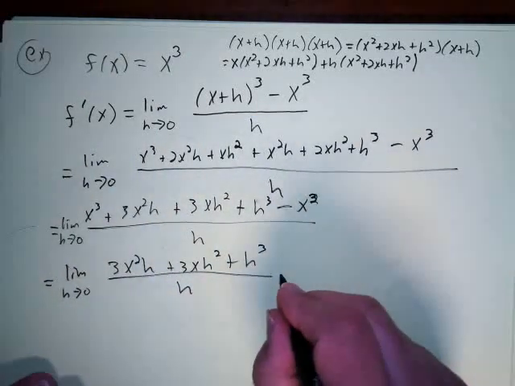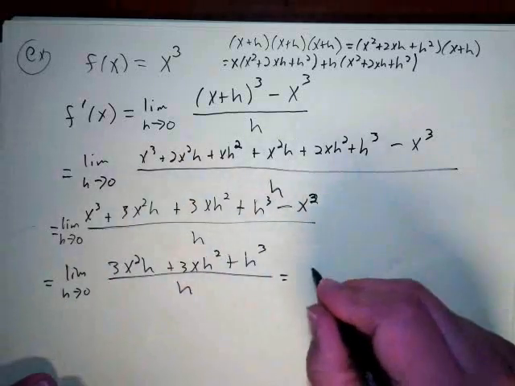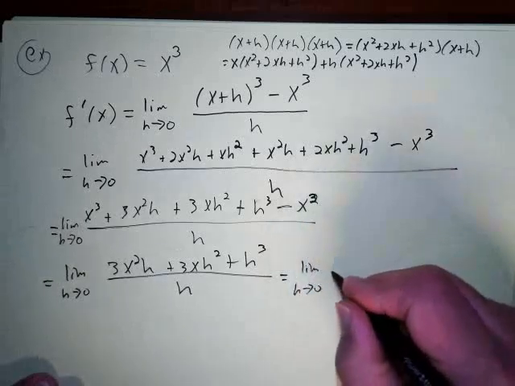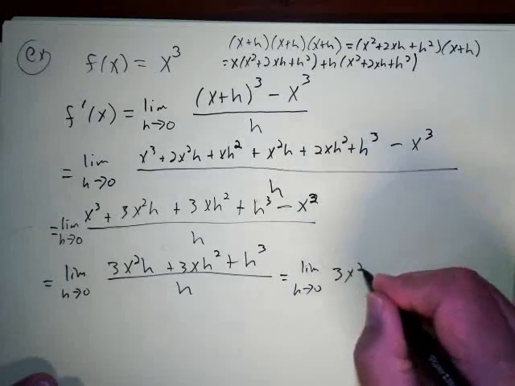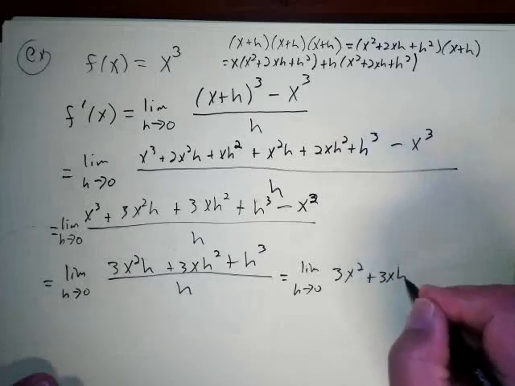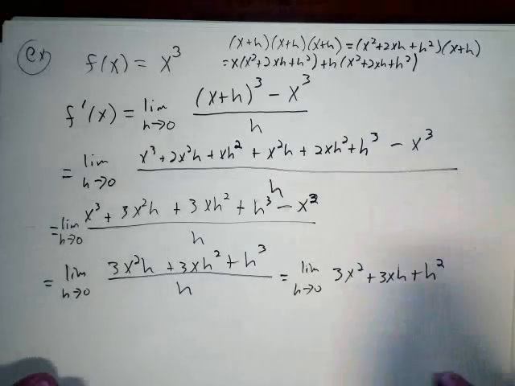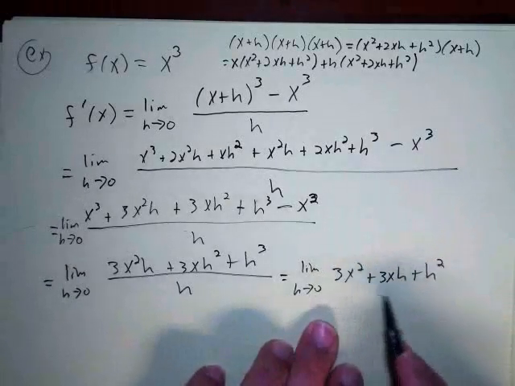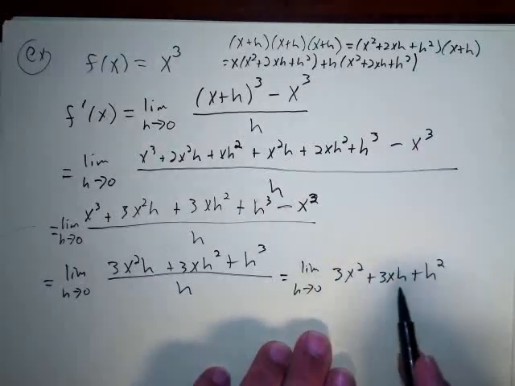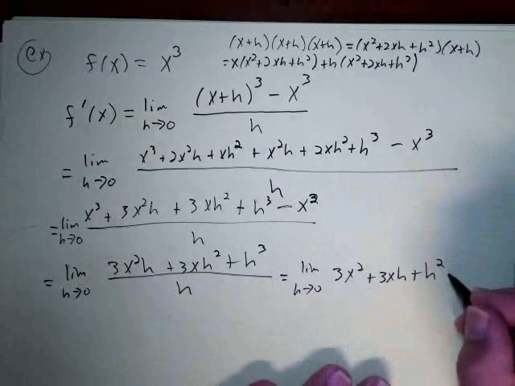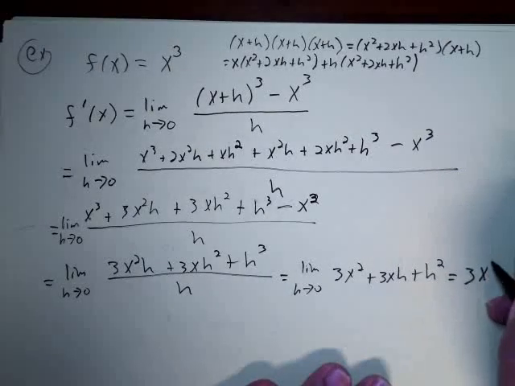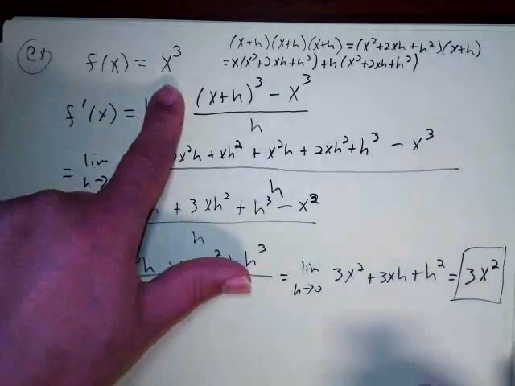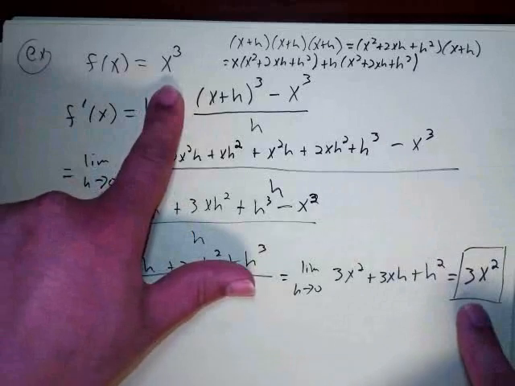Then you could factor an h out and cancel it, and you would just be left with the limit as h goes to 0 of 3x squared plus 3xh plus h squared. Okay? Now you can take the limit. It's no problem here. Both of these terms are going to go to 0, and you'll just be left with 3x squared as your derivative. So the derivative of x cubed is 3x squared.